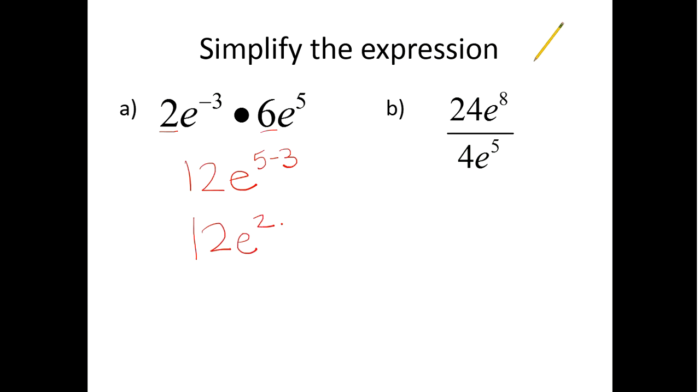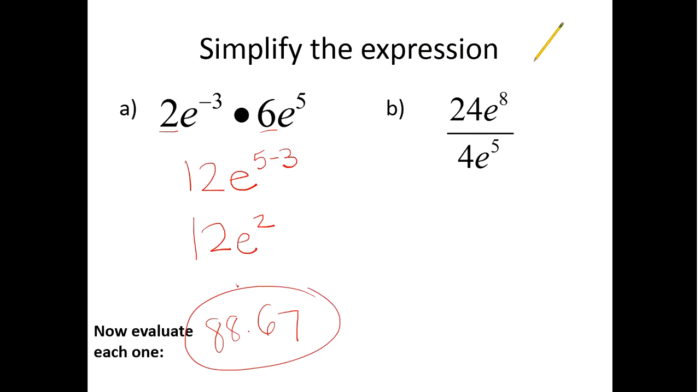Now, what is that approximately? Well, 12e to the 2nd, guys, is approximately 12 times 2.718 approximately, to the 2nd. So it actually is 88.67. That is actually the decimal approximation.